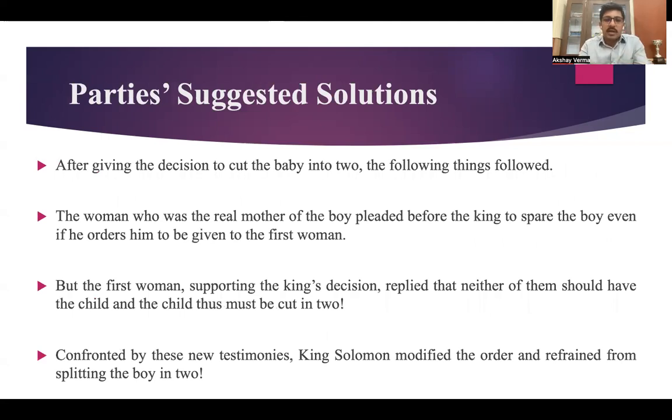अब जब किंग ने बोला कि इसके 2 टुकड़े कर दिए जाएं, so there were a few suggestions given by the parties. The first, the woman who was the real mother, जो औरत रियल मदर थी, उन्होंने बोला कि मेरे बच्चे को छोड़ दीजिए और जो ये दूसरी लेडी हैं उनको दे दीजिए. बट जो पहली वुमन थी, जिनका बच्चा नहीं था, उन्होंने बोला नहीं साहब, एक काम करिए, इसको 2 हिस्सों में आप बांट दीजिए, एक हिस्सा मैं रख लूंगी और एक हिस्सा ये रख लेंगे.